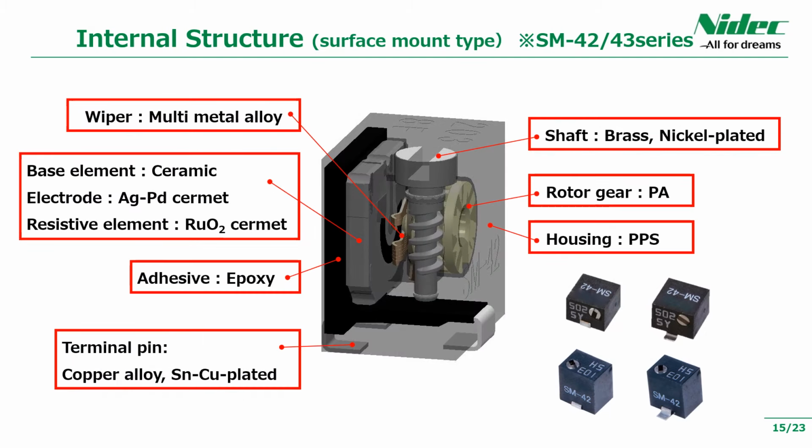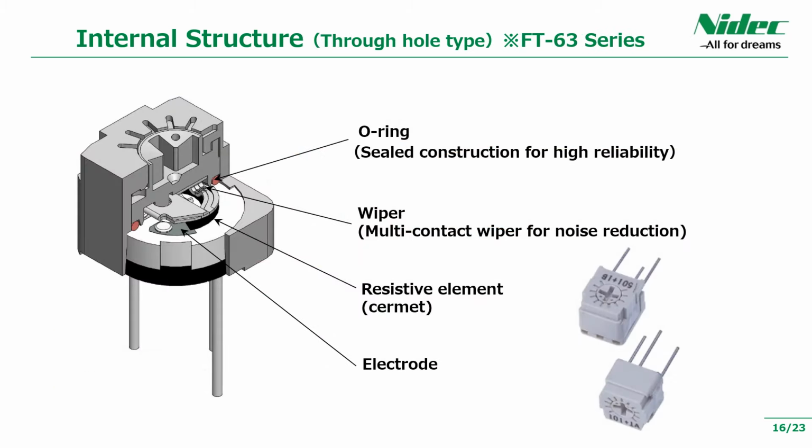Next is the internal structure of the surface mount type SM42 and 43. UL flame retardant class 94 V-0 certified product is used as the resin material. This is the internal structure of the through-hole type FT63. The structure is sealed with an O-ring. As you explained in previous slide, you can see that multi-contact wiper as a countermeasure for noise reduction is used in our products.